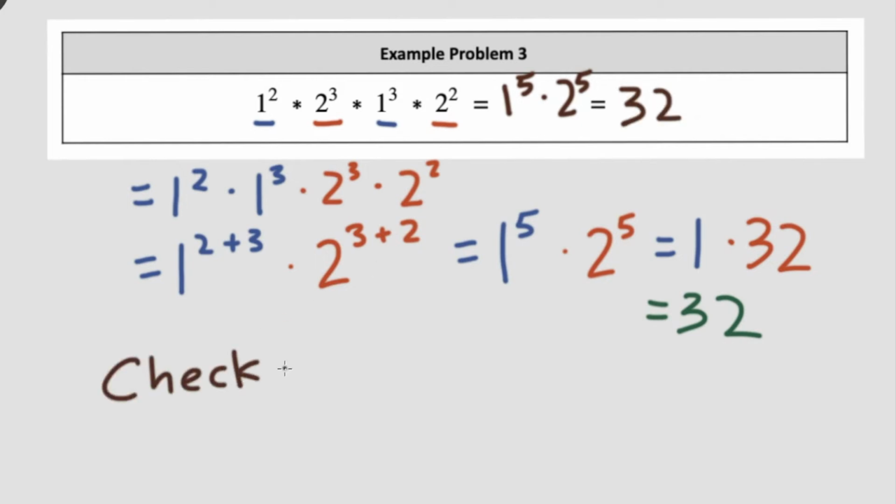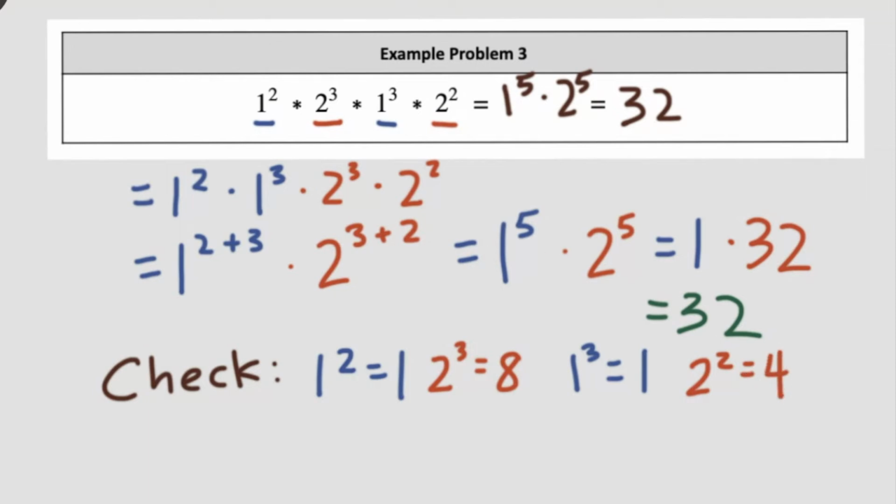Now, just to make sure, we're going to check one more time. I'm going to go through each and every one of them to find that 1 to the power 2 is equal to 1, 2 to the power 3 is equal to 8, 1 to the power 3 is equal to 1, and 2 to the power 2 is equal to 4. I'm going to multiply them all together to get 1 times 8 times 1 times 4, which is equal to 32.